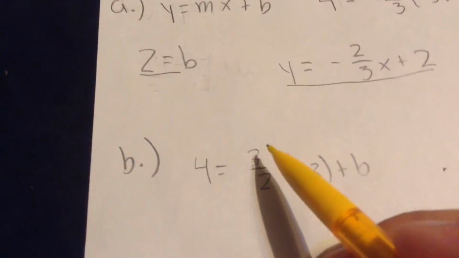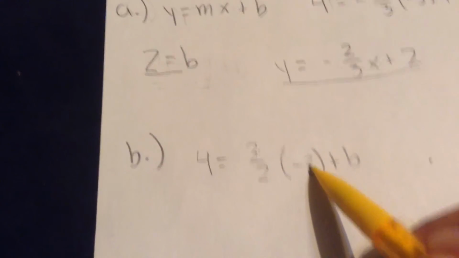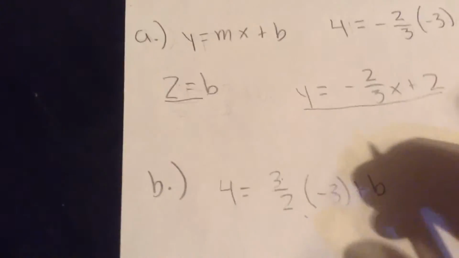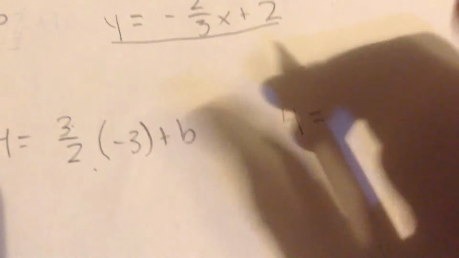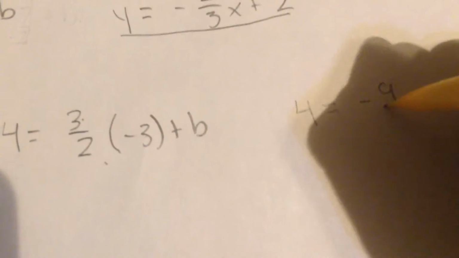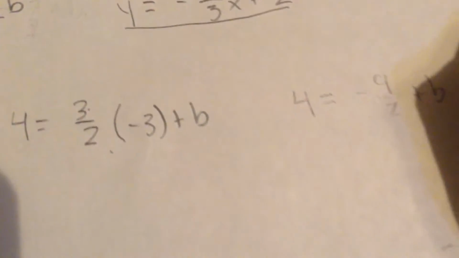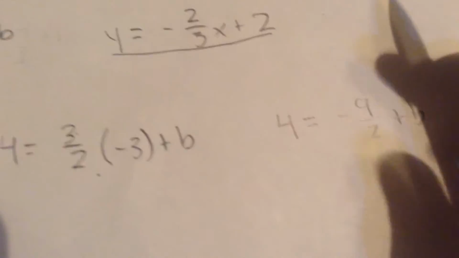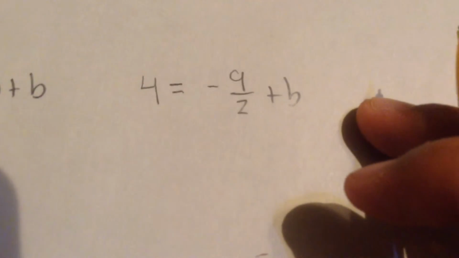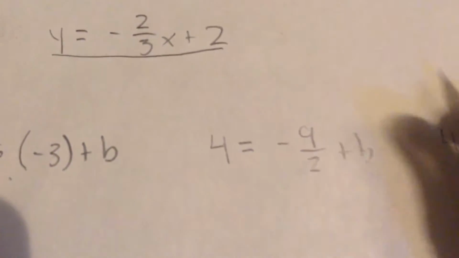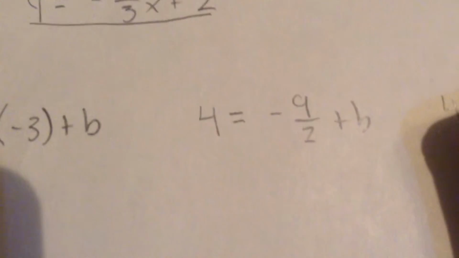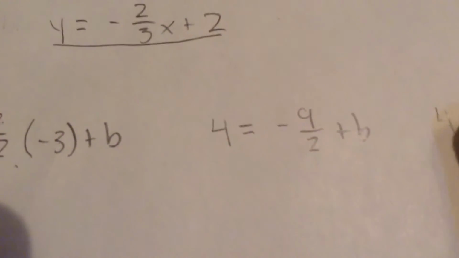And we know that 3 times negative 3 is negative 9, divided by 2, negative 9/2. And the equation will look like this: 4 equals negative 9/2 plus b. And we know that negative 9/2 is the same thing as negative 4.5. And the equation will look like this: 4 equals negative 4.5 plus b.